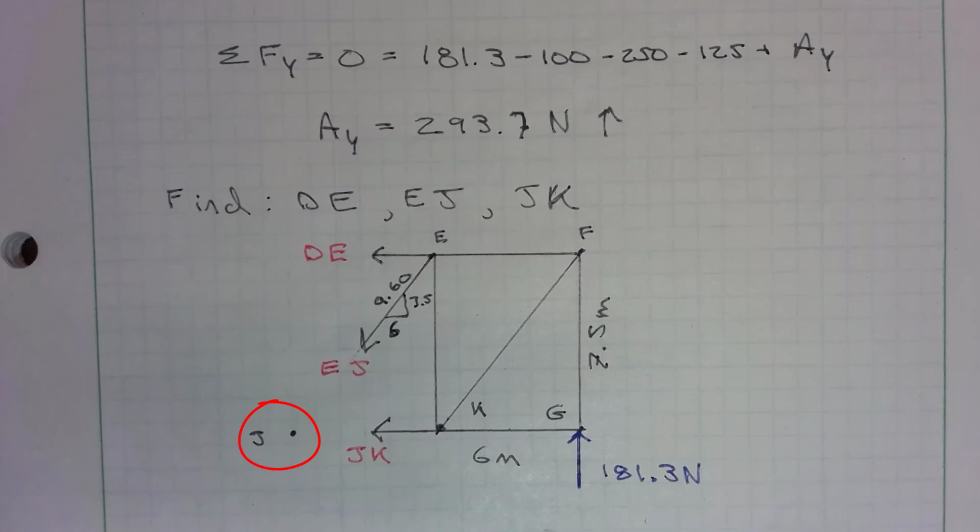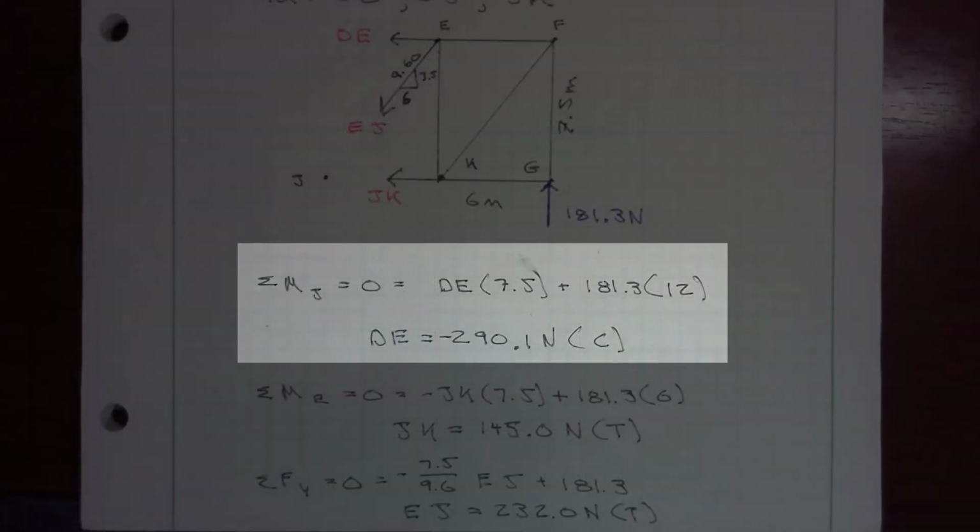Even though it's not in this section, you can use any point to calculate a moment about. In this case, we're going to start with J because we can eliminate two unknowns, EJ and JK, and solve directly for DE. And here we get minus 290.1, which means that we assumed incorrectly, and therefore it is in compression.